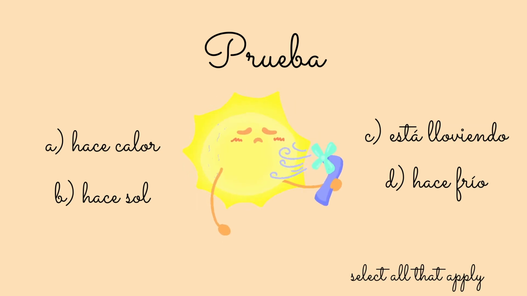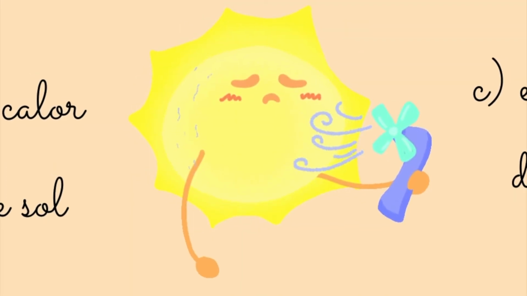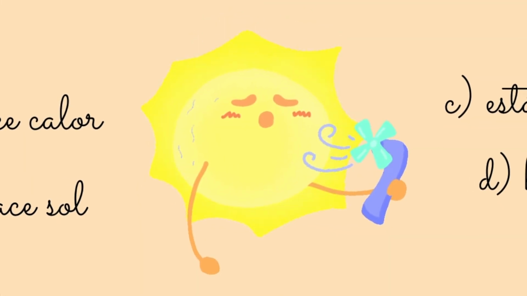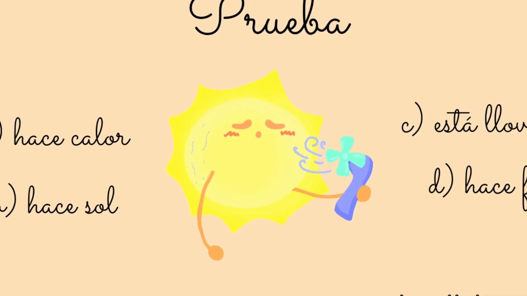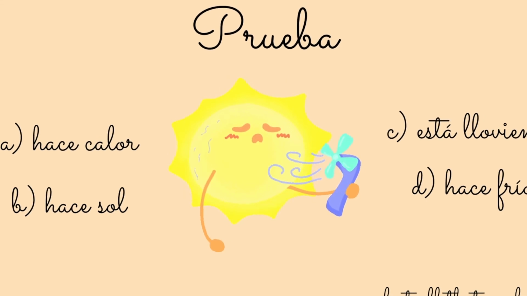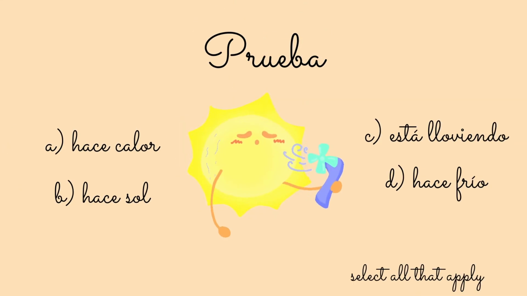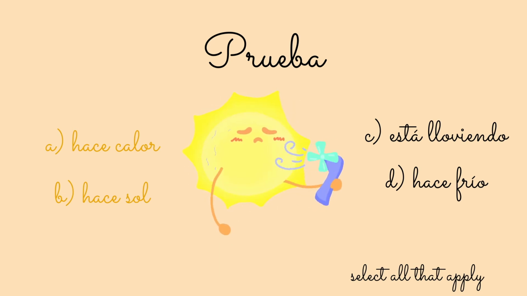Ahora tenemos una prueba. I want you to select all that apply to what I'm showing in the image. Let's do the first one together. What is occurring in this image? It appears as though the sun is out and the sun is carrying a fan, which indicates that it's hot outside. So you would say hace calor y hace sol. It's hot and it's sunny.